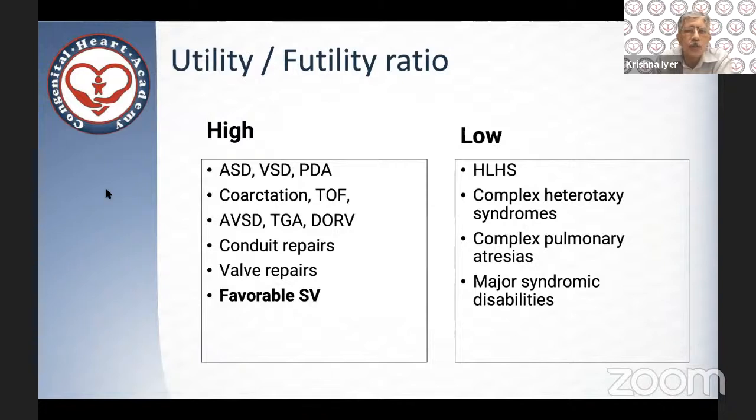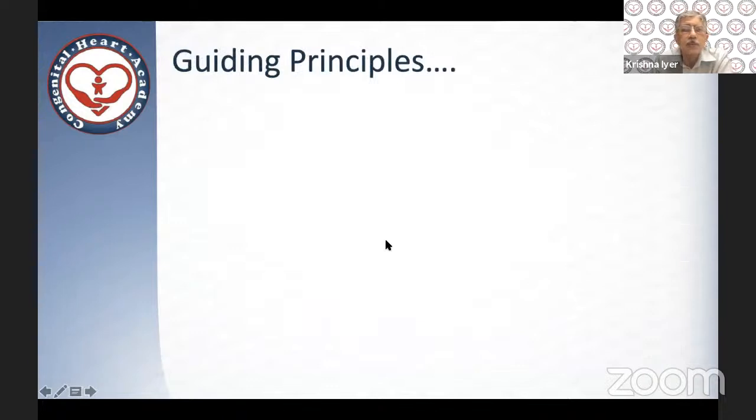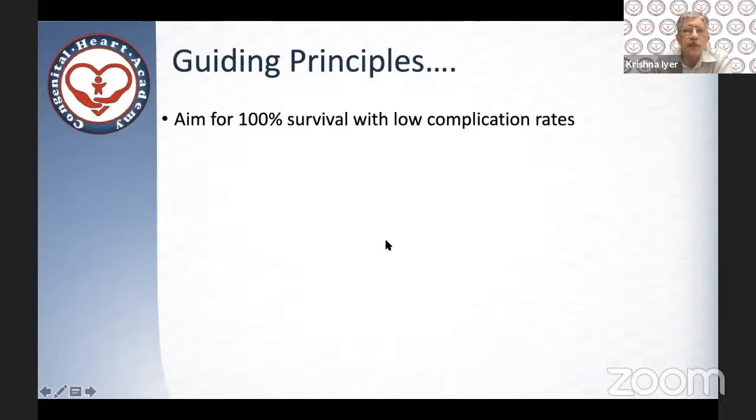So for us, those which are of a high utility-futility ratio are the biventricular repairs. So closure of all the defects, as I've listed on the left hand, and those which are of a low utility-futility ratio, like hypoplastic left heart syndrome, complex heterotaxy syndromes, complex pulmonary atresia, major syndromic disabilities. These are procedures we discourage and we do not actively pursue. The guiding principles of the training is that we aim for 100% survival with low complication rates.